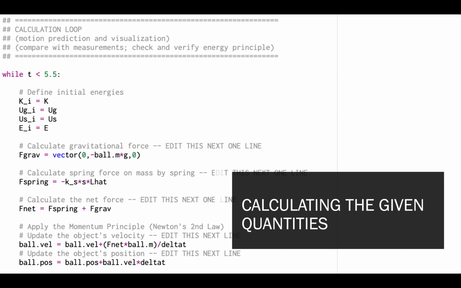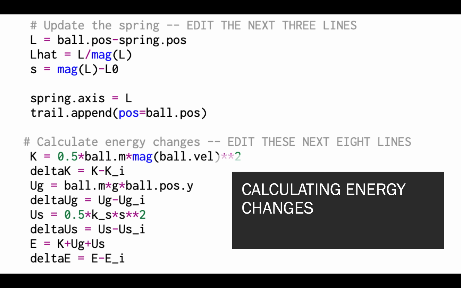Here, for the calculation loop, the initial energies were defined. The gravitational force was calculated by minus ball mass times gravity. The spring force was calculated, and the net force was calculated, which is F spring minus F gravity, plus F gravity, but F gravity is negative, which makes it minus F gravity. Then the object's velocity was updated, and the object's position was updated.